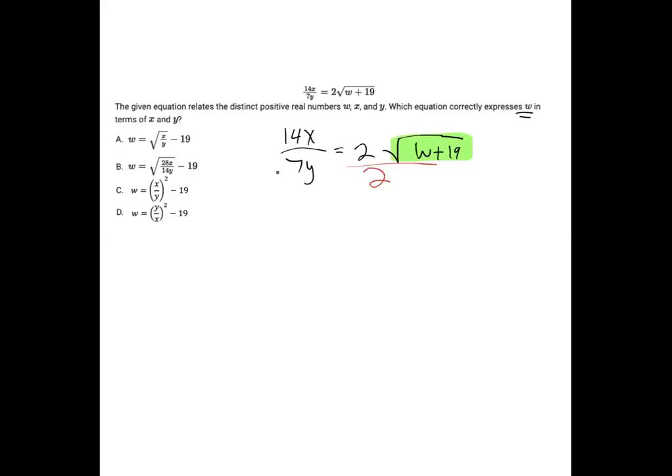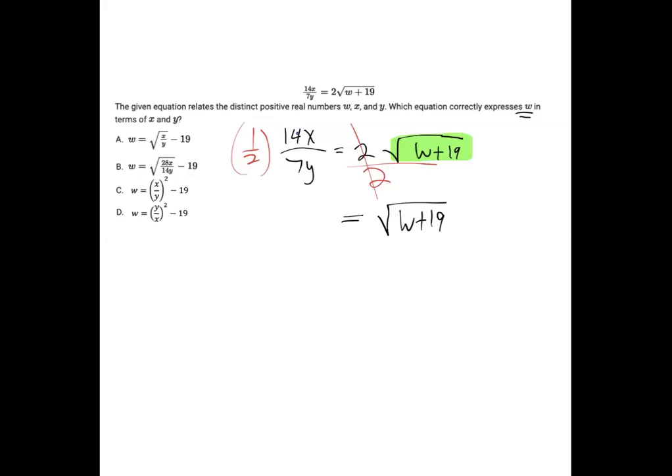So let's just divide by 2. Now, dividing by a number is the same as multiplying by 1 over that number if it's an integer. So dividing by 2 is the same as multiplying by 1 over 2. So that'll cancel, and now we have our radical by itself equals this whole expression, which before we bring it down, we should simplify it.